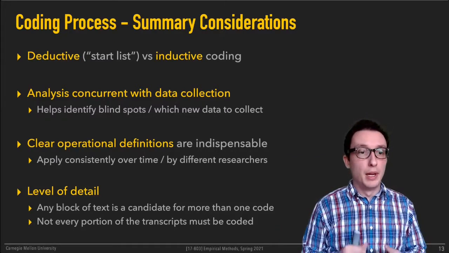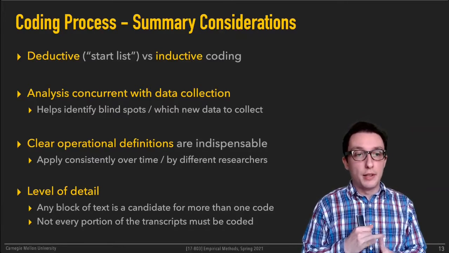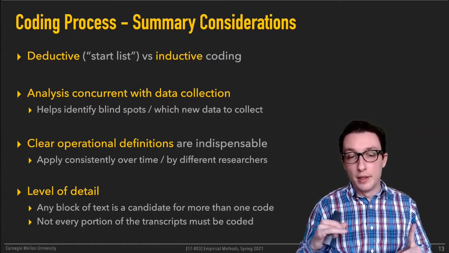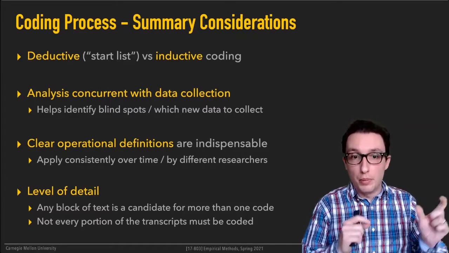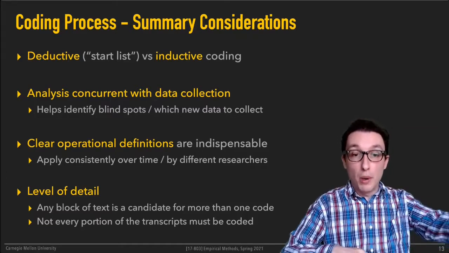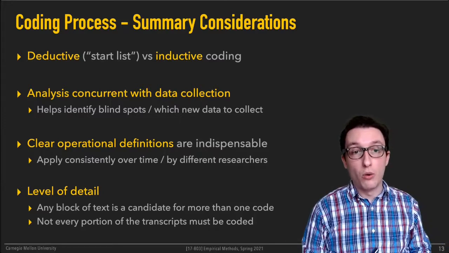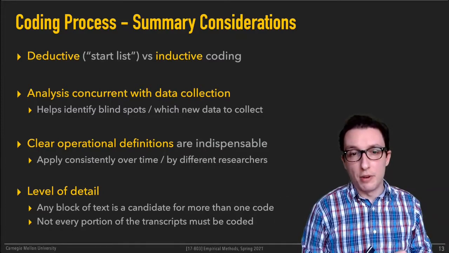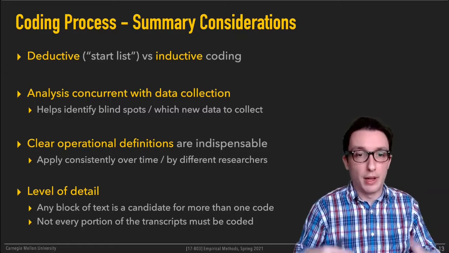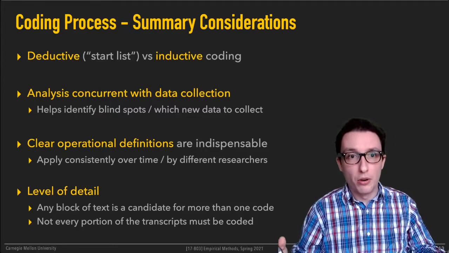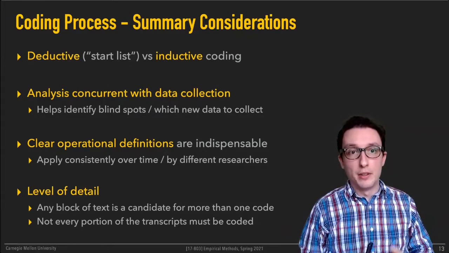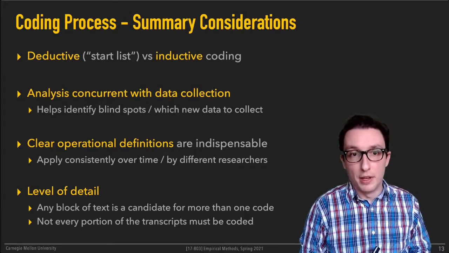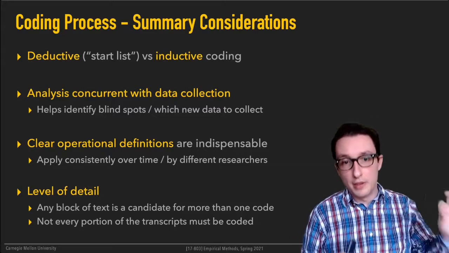And it's also possible that multiple codes apply to the same piece of text, no matter how small. Remember, because we talked about how the codes can be of very different nature, right? So it could be a process code, it could be a descriptive code, it could be an emotion code, it could be a value or belief code, and so on and so forth. So those aren't mutually exclusive. They could apply to the same piece of text.